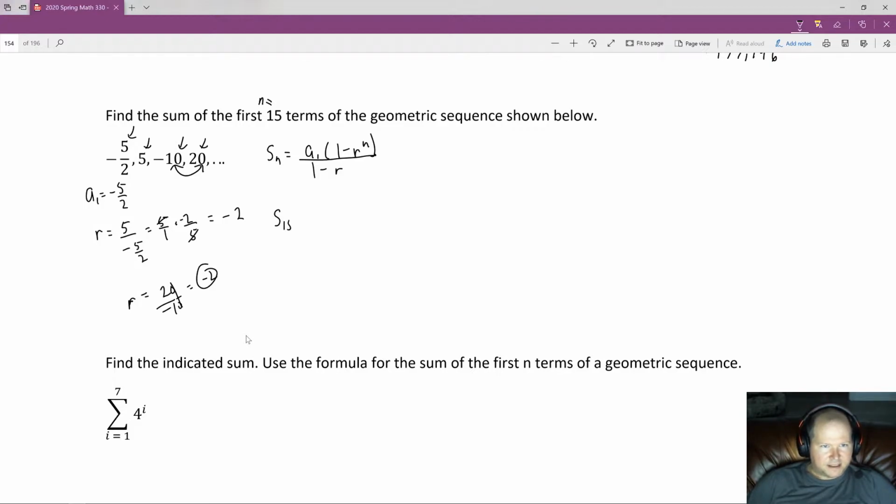So we end up with S15 is equal to A1, which in this case is negative 5 halves, times 1 minus R, which is negative 2, to the 15th power, all over 1 minus R, which is negative 2. So we keep the negative 5 halves, and we say 1 minus negative 2 to the 15th power, which is a negative to a 15th power. A negative to an odd power is a negative, so it's going to be a negative 32,768.